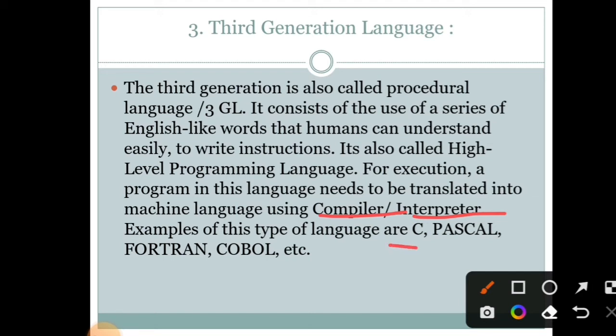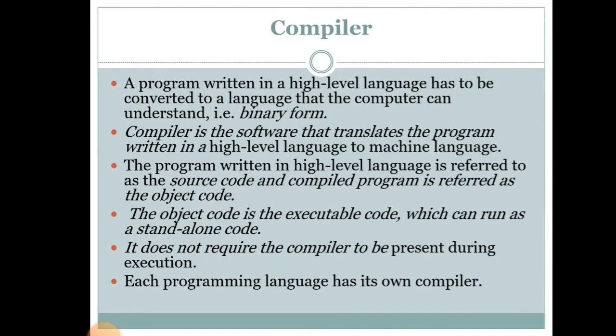C is also one high level language, Pascal, Fortran, COBOL. So these are the third generation languages. So here, what is a compiler, what is an interpreter? Compiler and interpreter both are translators. These translators are used to convert high level language into machine level language.